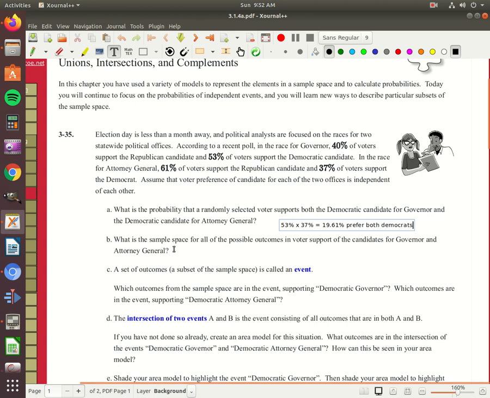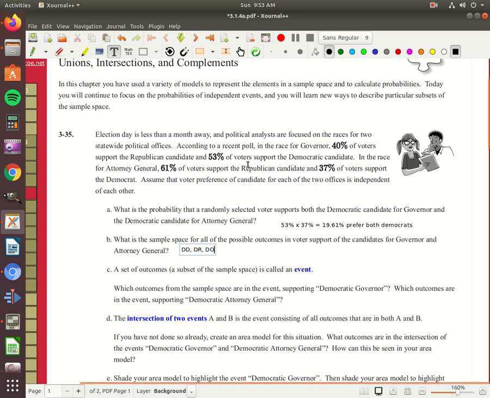It says, what's the sample space for all possible outcomes in voter support of the candidates for governor and Attorney General? Well, I'm going to make the first one the governor and the second one the Attorney General. So you might go Democrat, Democrat. You might go Democrat, Republican. Or, don't forget, you might go Democrat, other, right?